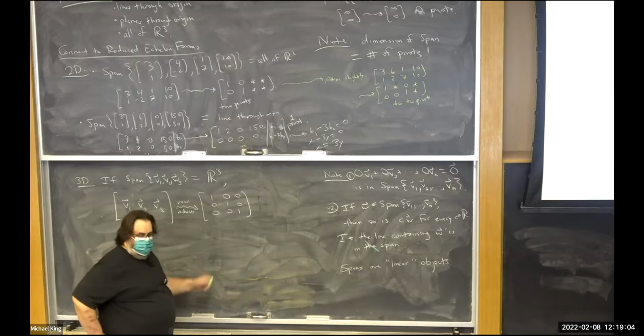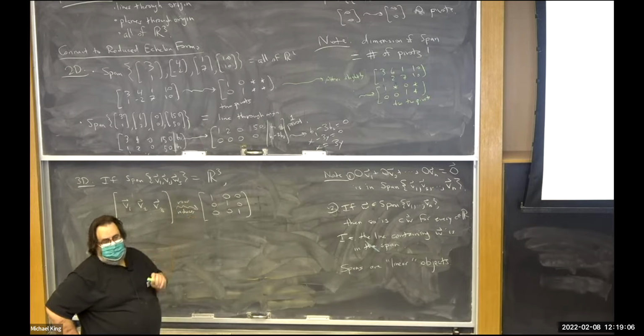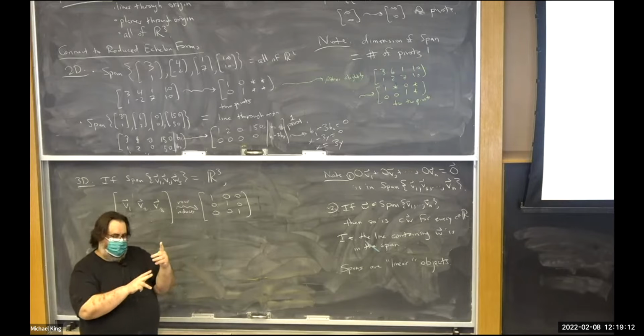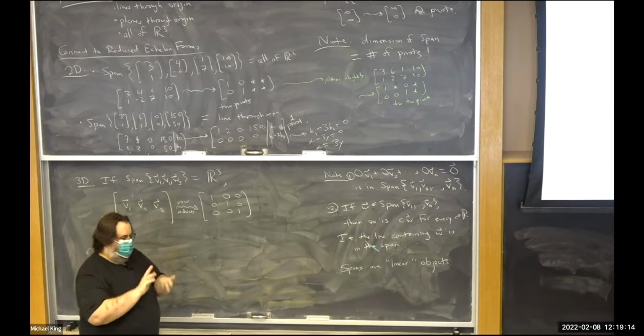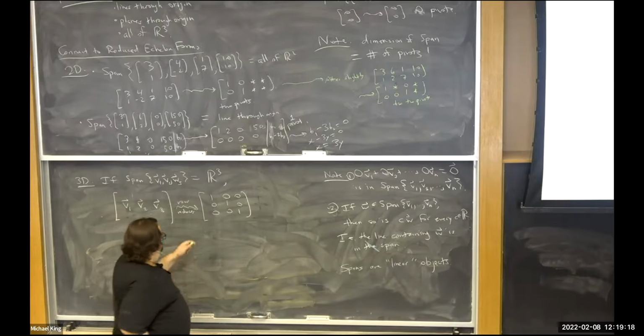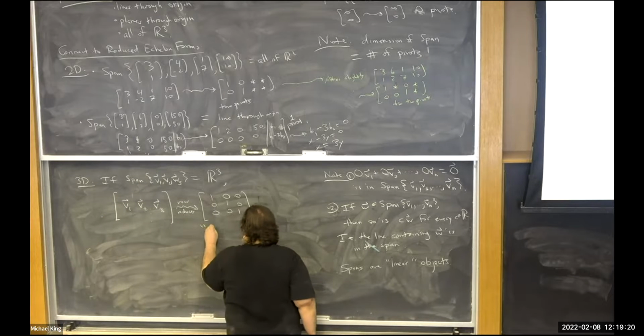Oh, there's a name for this matrix. This is a special matrix because it comes up when things are nice, where the vectors all point in different directions. The 3 vectors aren't coplanar. If they're not coplanar, they point in 3 different directions, and that means you can generate all of R3 in the span. And there's a name for this. It's called the identity matrix.